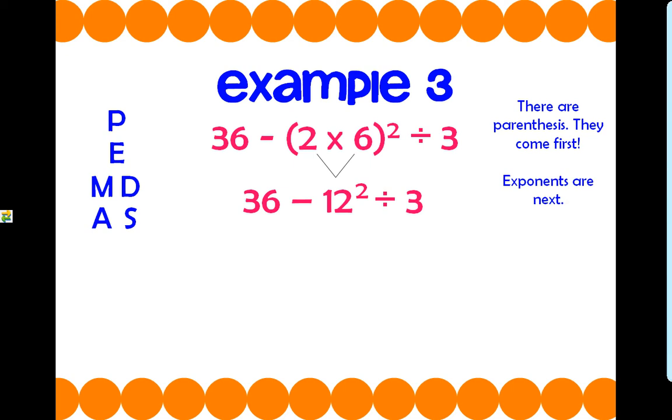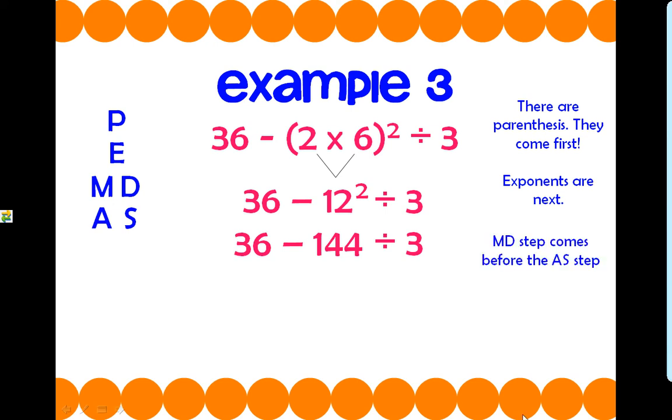So 12 squared is 144, because remember that is 12 times 12. Bring down everything we have not used. Now moving on to the multiplication and division step. We do have division, so that will come next because the multiplication and division step comes before the adding and subtracting step. So 144 divided by 3, once you solve this, you will see that it is equal to 48.